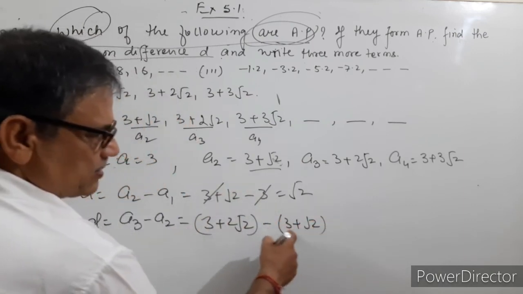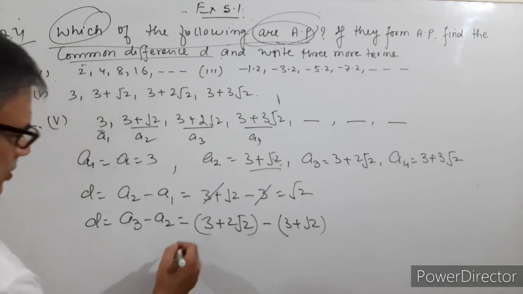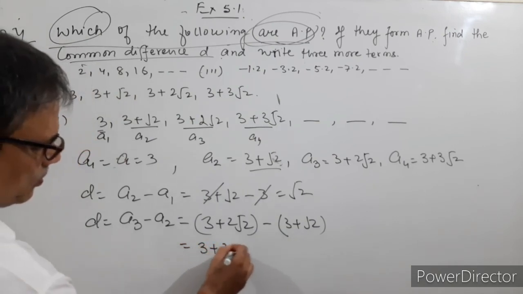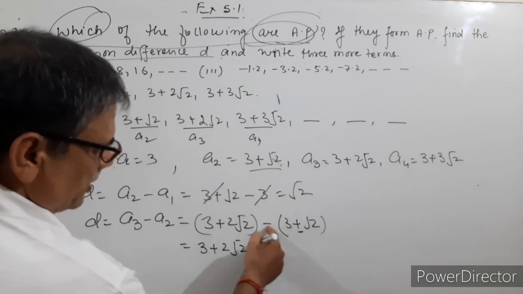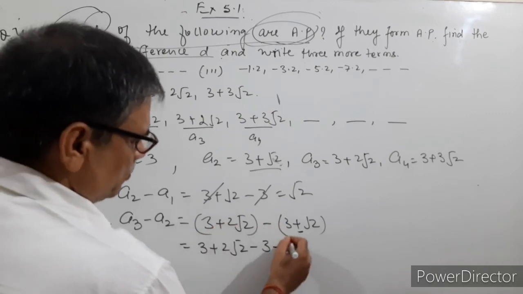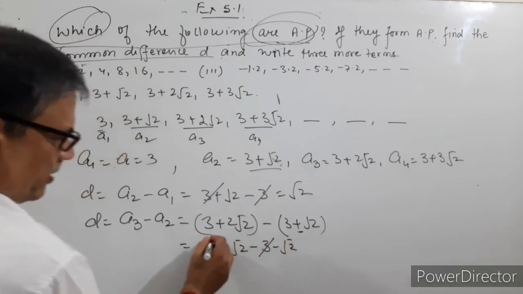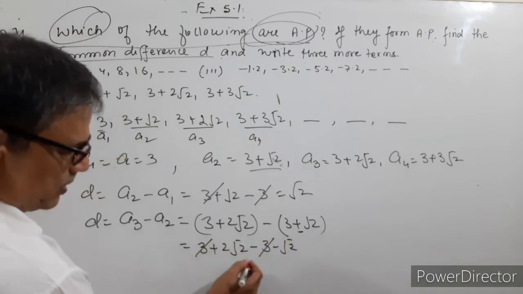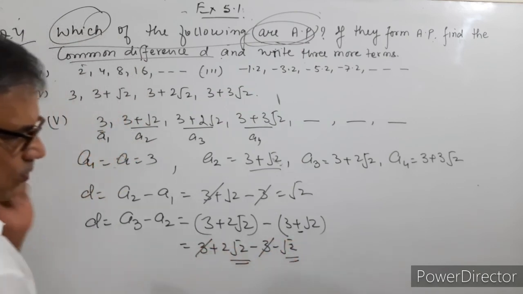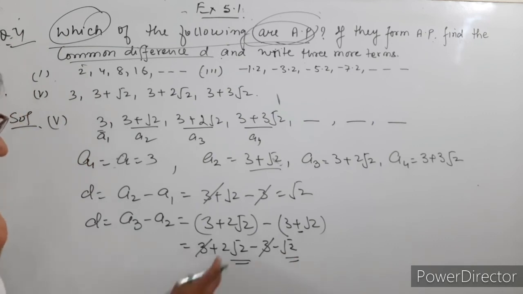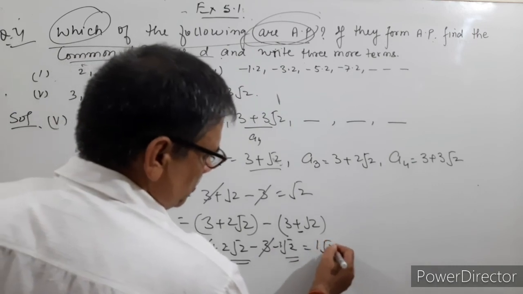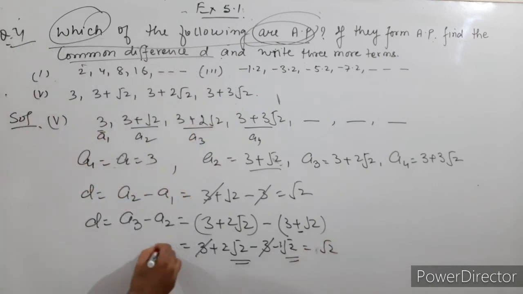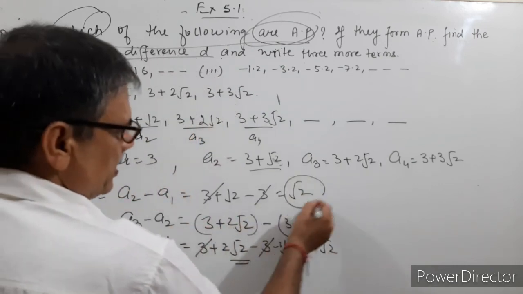Sign will change, minus sign will change. So what is your answer? 3 plus 2 root 2 minus 3 plus minus minus. Here is plus, here is minus. This 3 will cut, 2 root 2 minus root 2. Look, this is 2 root 2, this is root 2, and you have done this in 9th class. This is 2 root 2, this is 1, so 2 minus 1 gives 1 root 2, and 1 need not be written. This is your D.